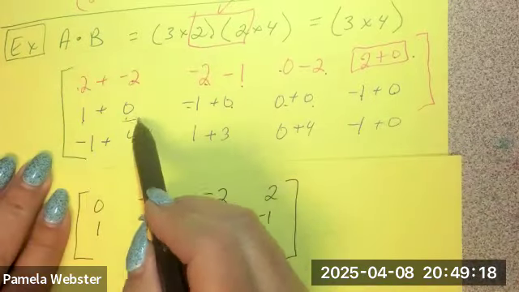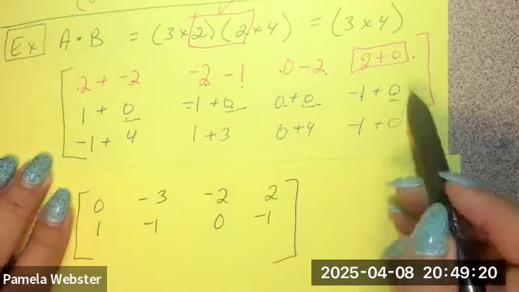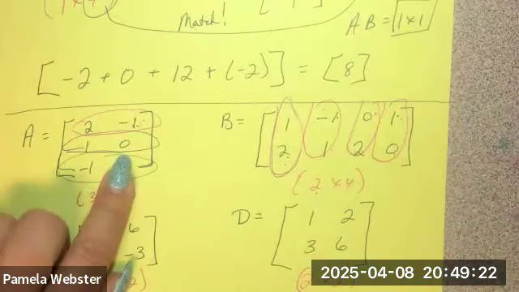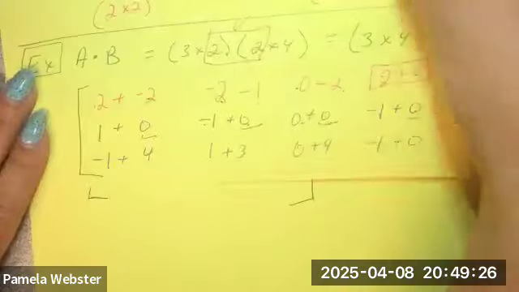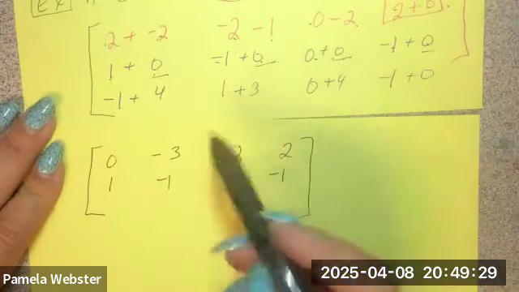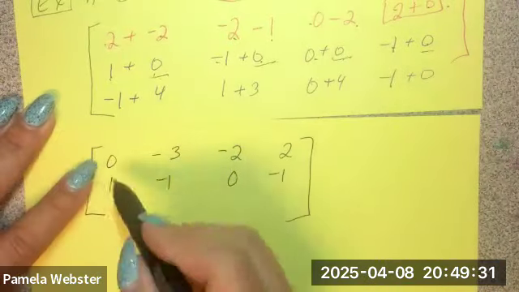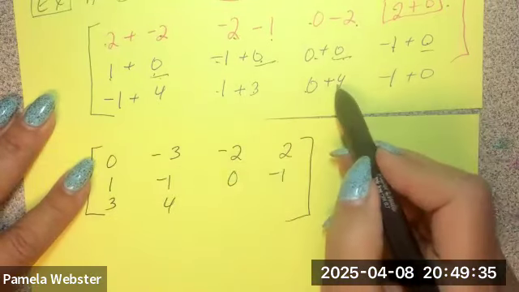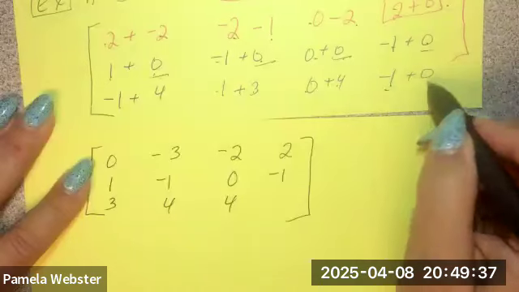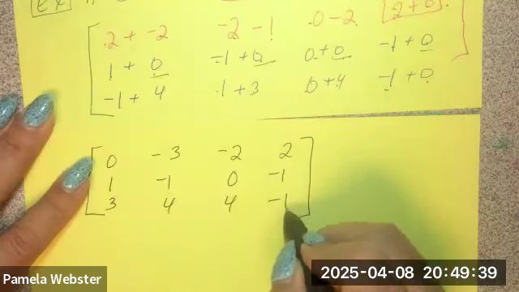Now we got a lot of zeros on that one because the second element in this second row was a 0, right? So that's where all those zeros came from. So no biggie. It's all right. We didn't mess anything up. Negative 1 plus 4, that's a 3. 1 plus 3, that's a 4. 0 plus 4, that's a 4. Negative 1 plus 0, that's a negative 1.